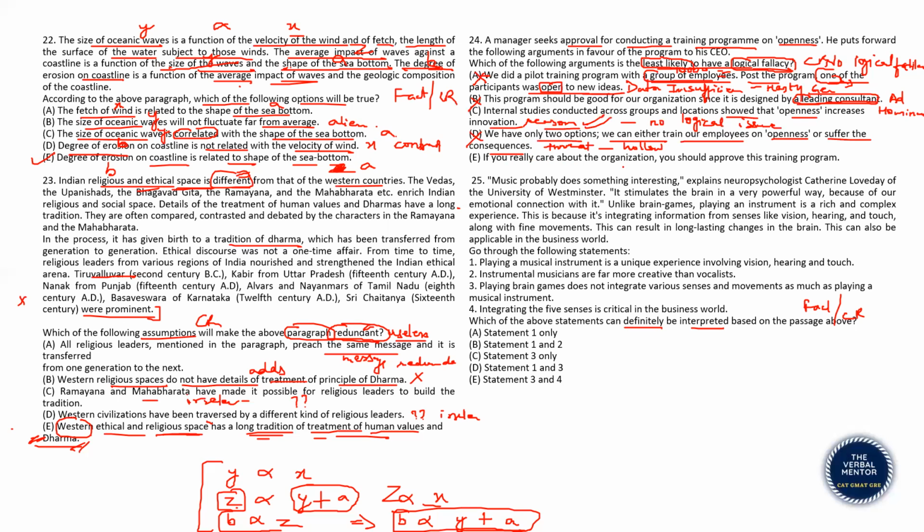If you really care about the organization, you should approve this training program. This is appeal to emotion. In simple terms, appeal to emotion. So E also goes out. All right. Correct answer C. Perfect. Easy question.